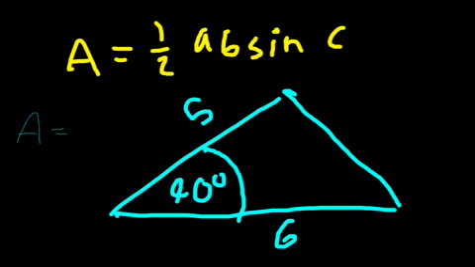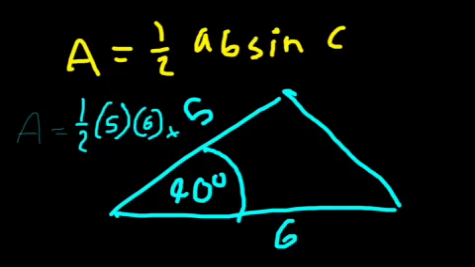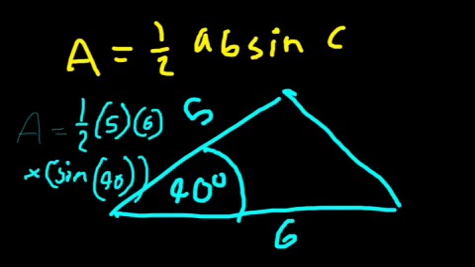I still think we should stick to the thick pen for this. A equals 1/2 times AB, which is just 5, times 6, times sine C. So we do this like this, sine of 40. Make sure your calculator is in degrees mode.